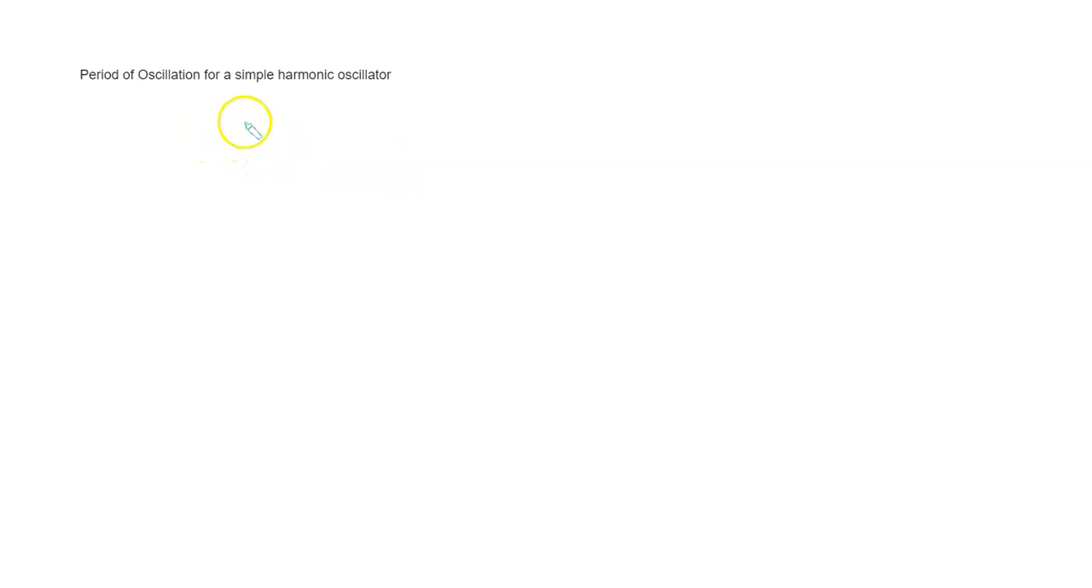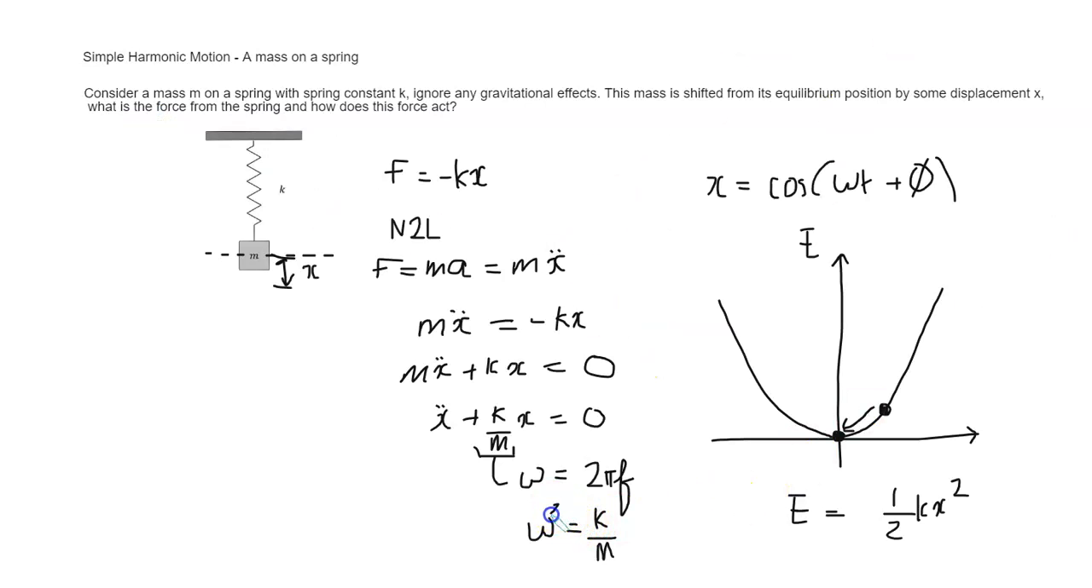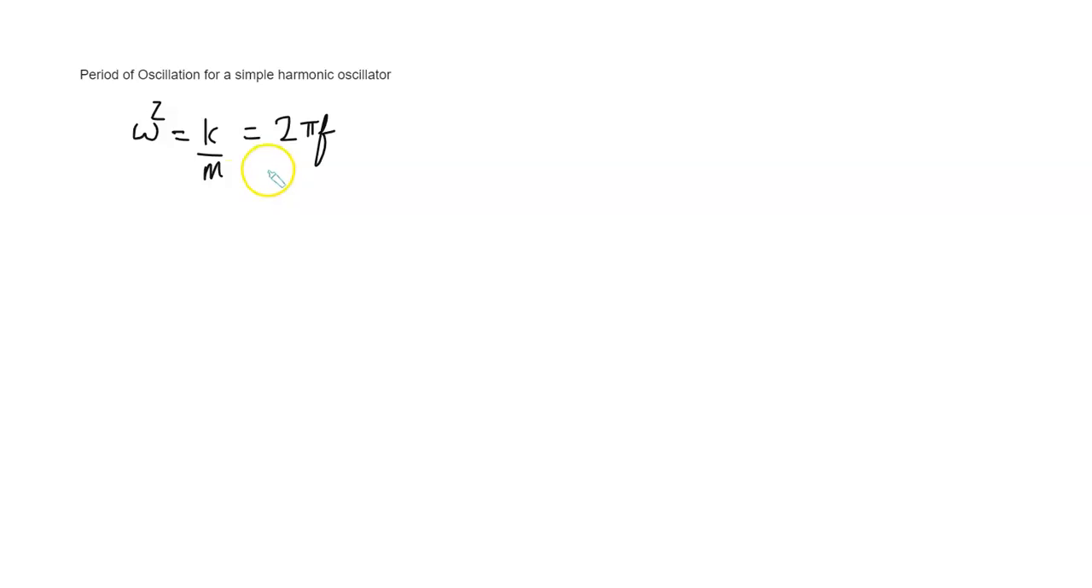If you want to work out the period of oscillation for a simple harmonic oscillator, especially this one in this case, you already have that omega squared is equal to k over m is equal to 2 pi f, all squared. Sorry, I misspoke: that's meant to be omega squared. And now rearranging from this, we have that root k over m is equal to 2 pi over T.